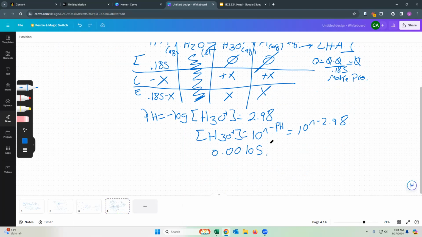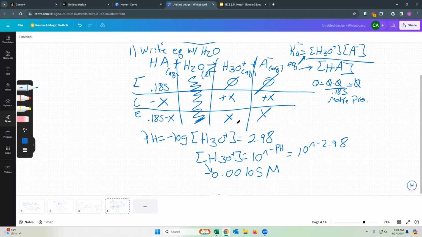Now I'm going to round to 3 sig figs. That's what H3O plus is. So we know what H3O plus is at equilibrium. And according to our ICE table, that's X. So let's start filling that in. We know what our X's are. 0.00105, 0.00105, 0.00105. Now we have to find HA. That is 0.185 minus 0.00105.